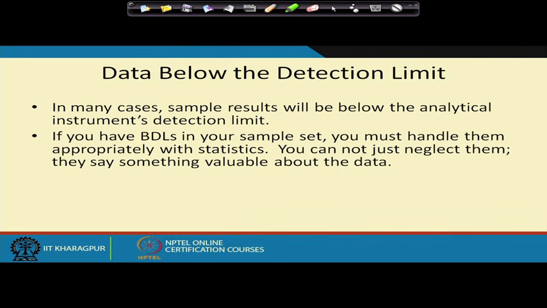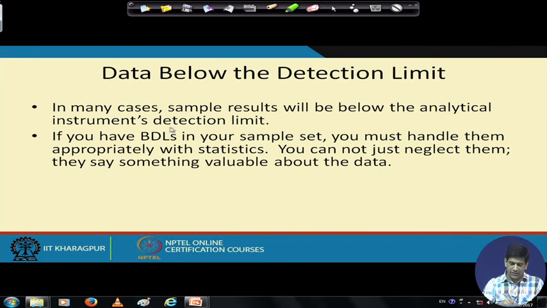With that said, just a small thing before we close up. We talked about the detection limit earlier. In many cases the sample results will be below the detection limit, and they are often reported as BDL, which is below detection limit. So how do you handle them in the statistics? If you are doing statistics like UCL calculation, how do you handle them? Because below detection limit is also some information.